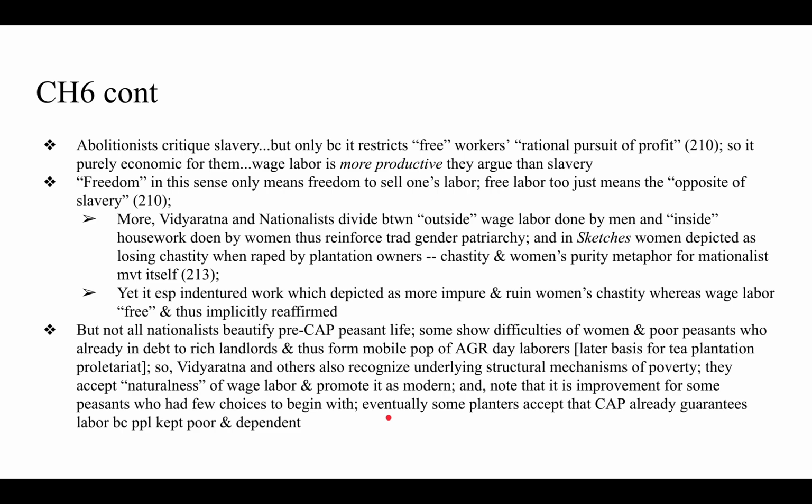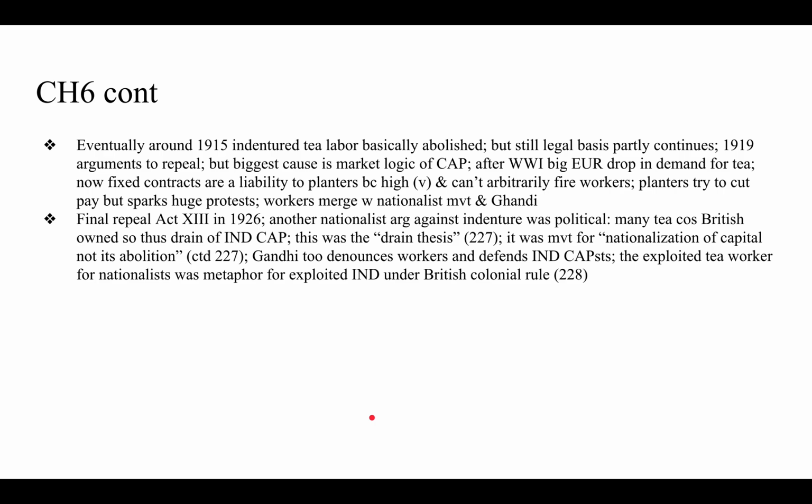Eventually, some planters accepted that capitalism already guarantees labor because people are kept poor and dependent anyway. So around 1915, indentured labor was basically abolished, but there was still some legal basis for it which continued, and in 1919 there were more arguments to repeal these. But the biggest cause was just the market logic of capital. After World War I, there was a big European drop in demand for tea. So now fixed contracts became a liability to planters because they had to hire all these people and then keep them on the payroll, and they couldn't arbitrarily fire them.